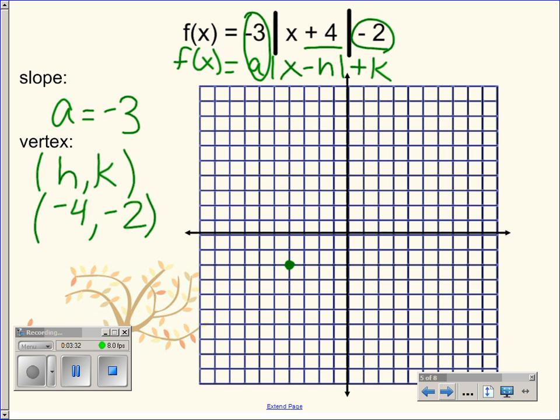And now I'm going to use my value of a, my slope, to find additional points. Since my slope is negative 3, I start with my vertex. I go down 3, 1, 2, 3, and over 1. So there is half of my V. To find the other half, you go back to your vertex, down 3 over 1 the other direction. And there's the other half of your V.